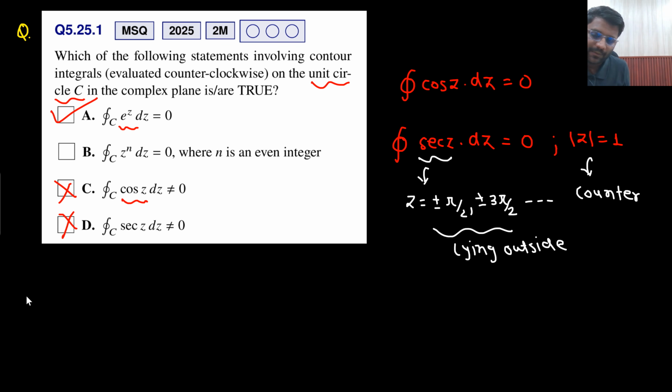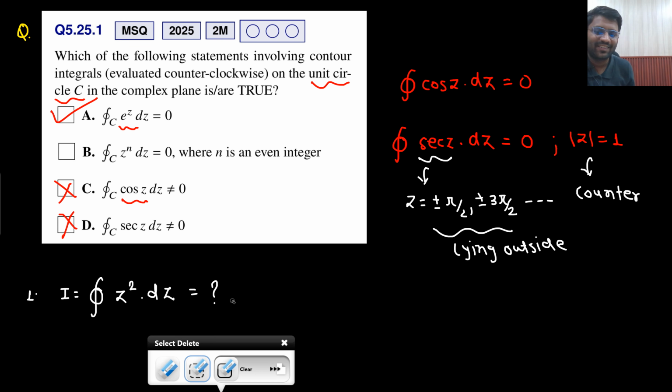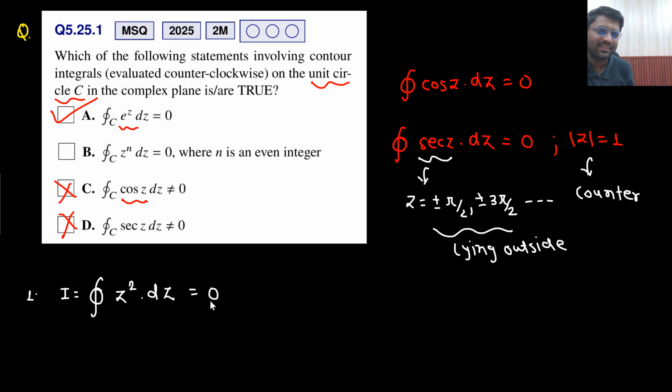So let's take an example. Let's take the first example. I need to calculate the integral of z to the power 2 dz. This is what I am supposed to calculate. n is an even integer, so this will be 0 only. Say yes or no. Why is that so? Because it is an entire function, no? It is a polynomial in z. So it will be equal to 0.